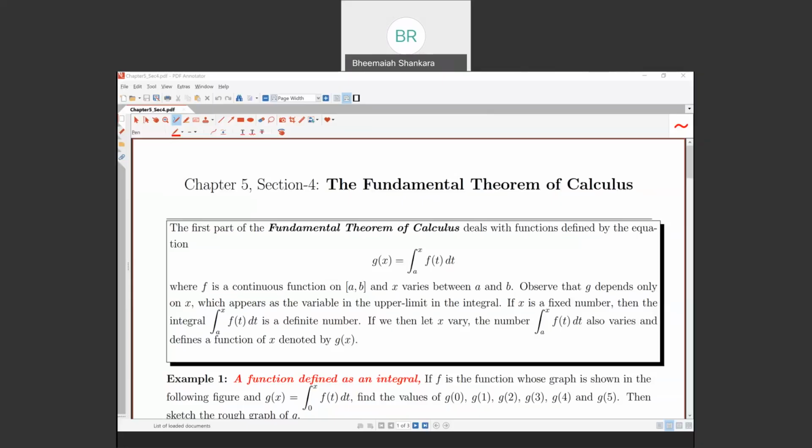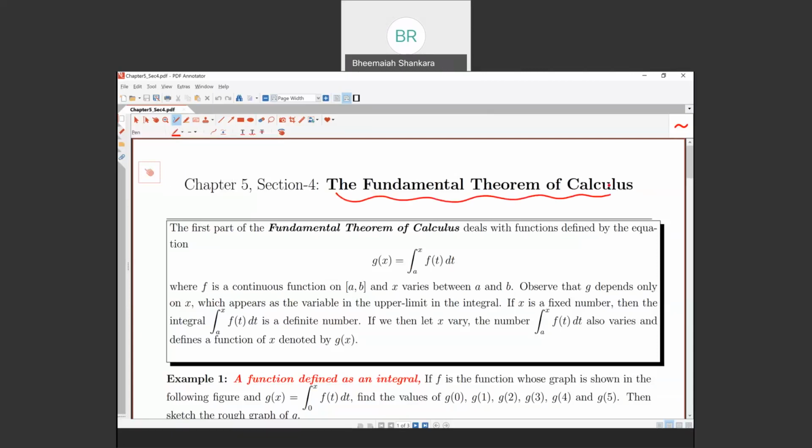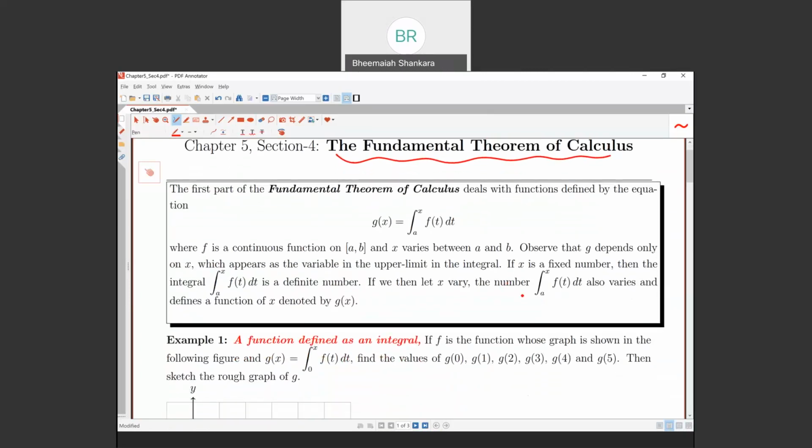We'll start with section 4, chapter 5, the fundamental theorem of calculus. This is the theorem which connects differentiation to integration. So here is the statement of the theorem. We have two parts of the theorem. This is the first part, the fundamental theorem of calculus. I'm going to identify this as FTC1, the first part of the theorem.